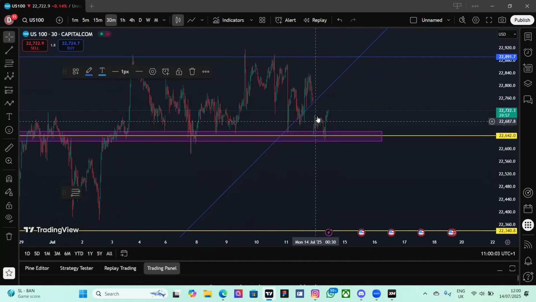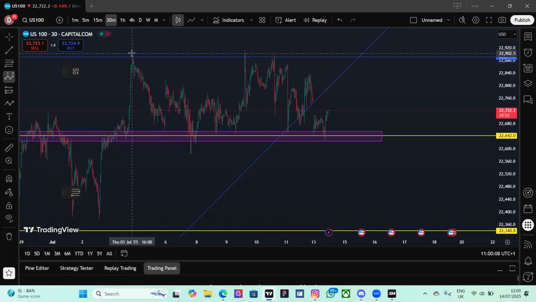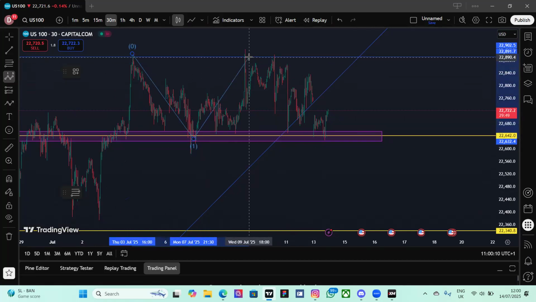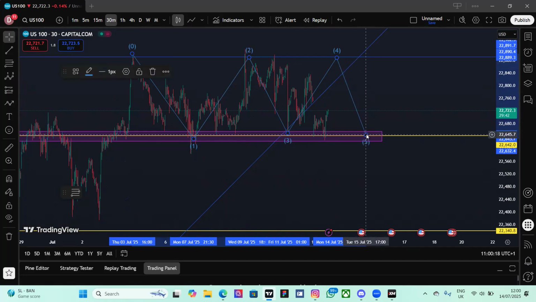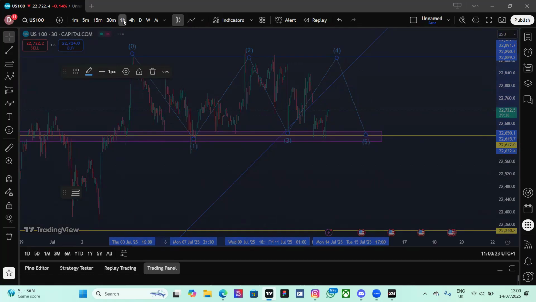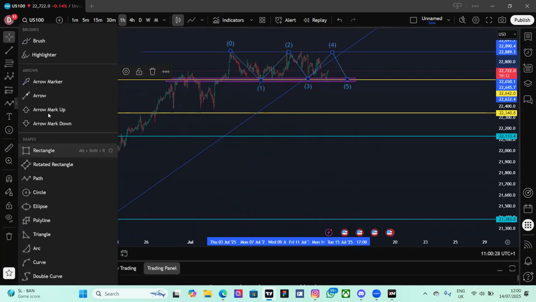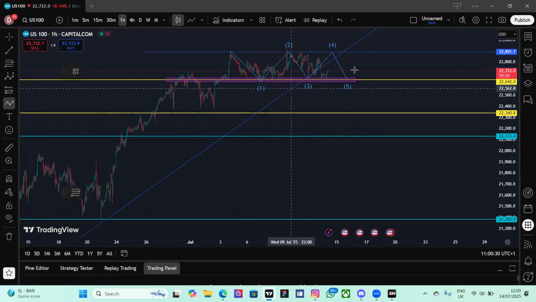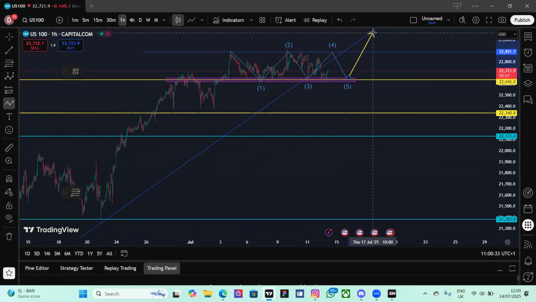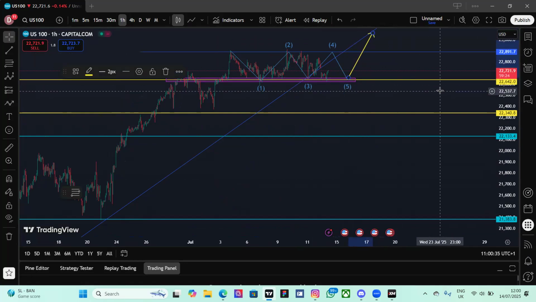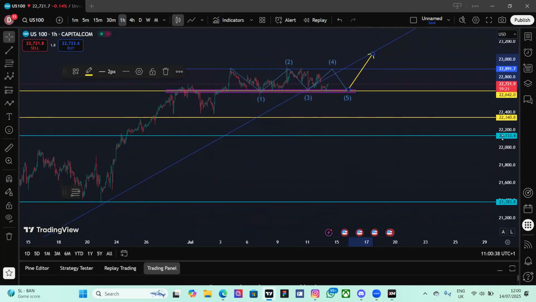So what we could potentially see is that as it is ranging, we are expecting a fourth touch, a fifth touch with a push to the upside. So we'll have to see how things actually play out.